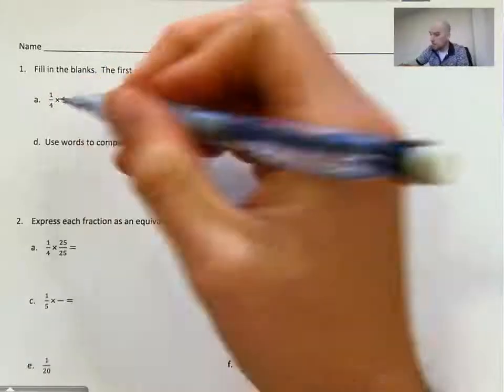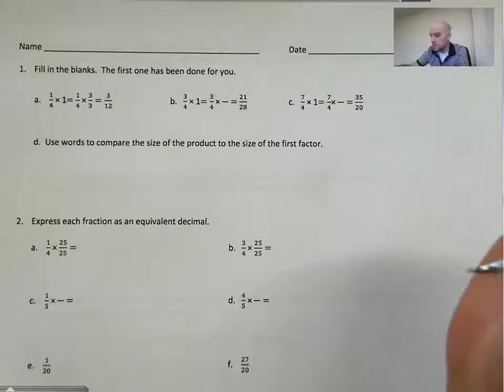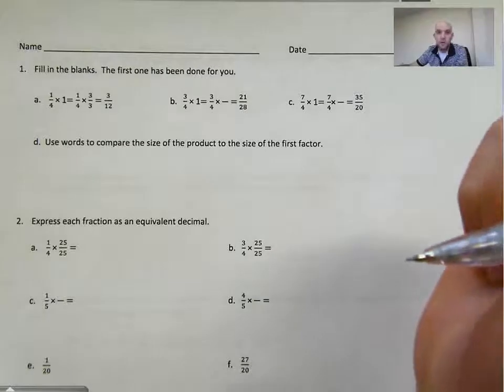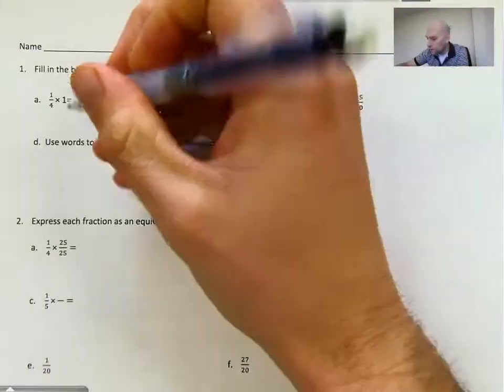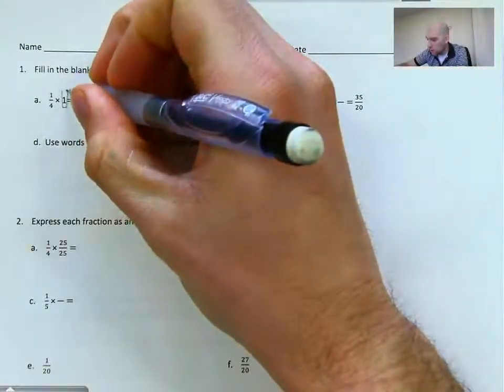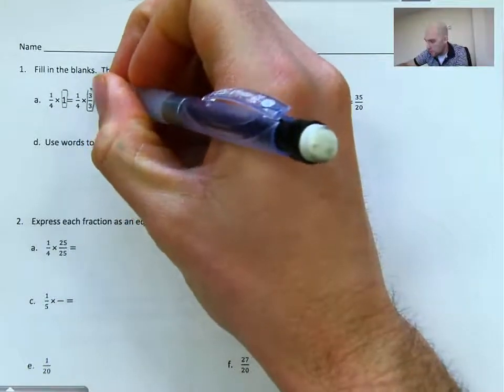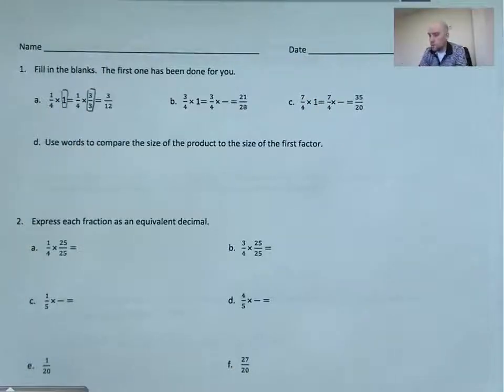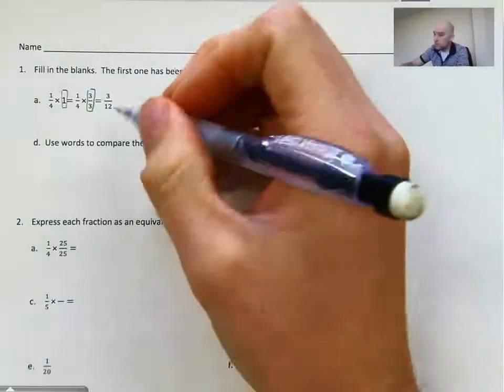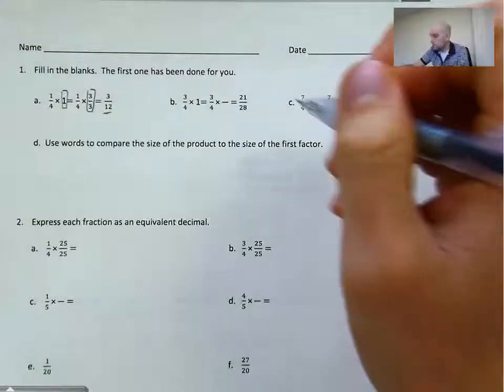Letter A here has been done for us. It says 1/4 times 1 equals 1/4 times 3/3 because 1 and 3/3 are the same number. 1/4 times 3/3 is 3/12. So it'll give us an equivalent fraction to 1/4.